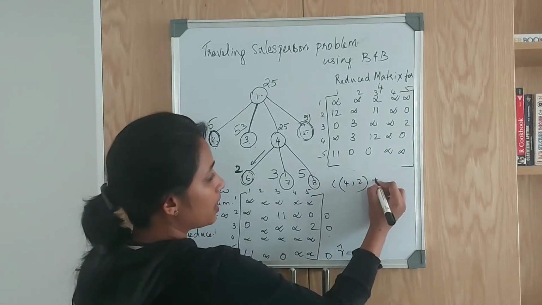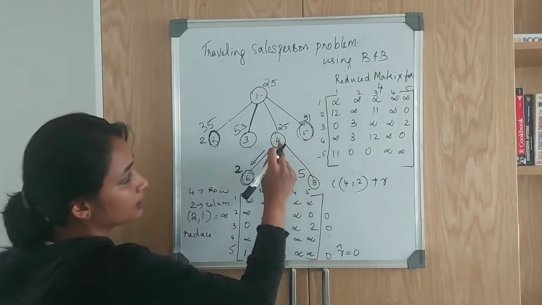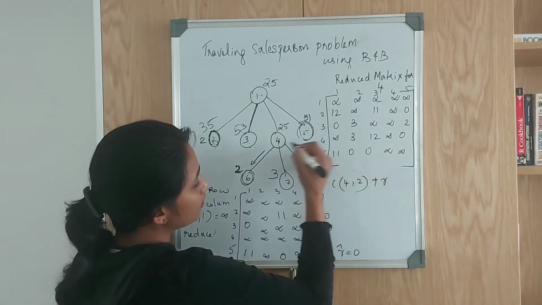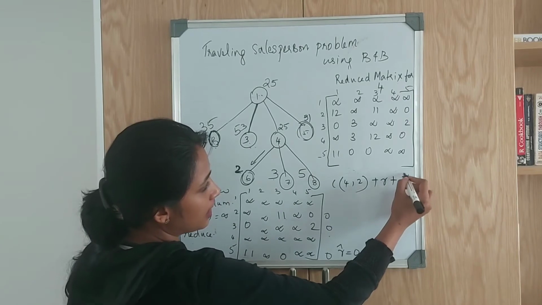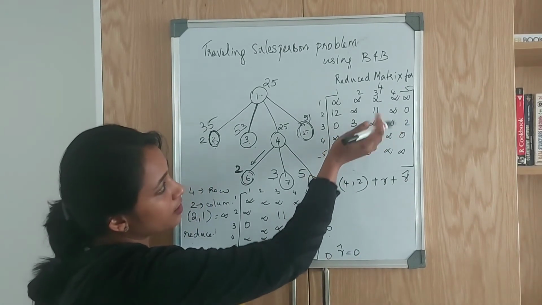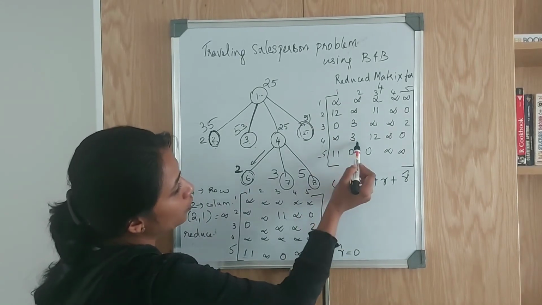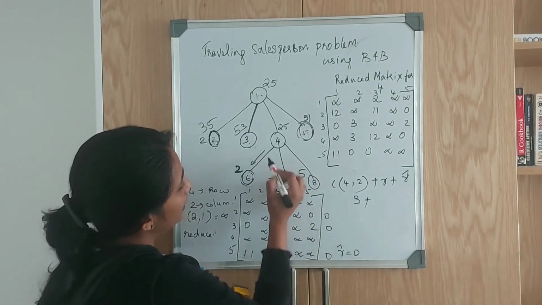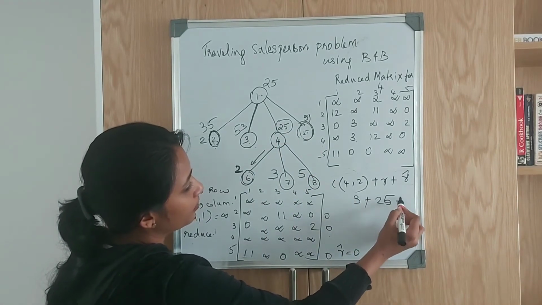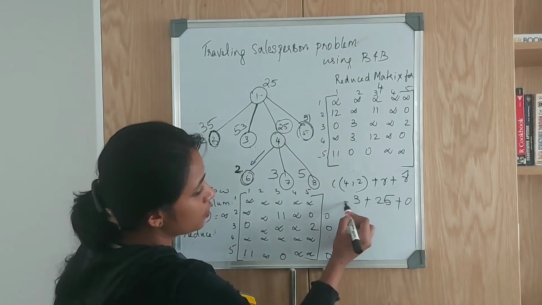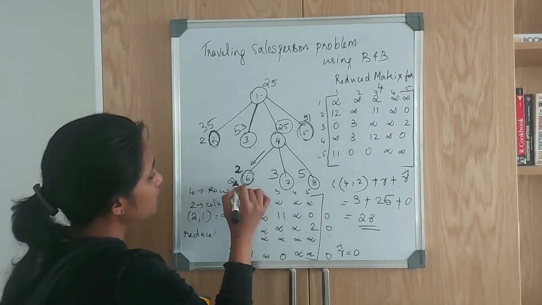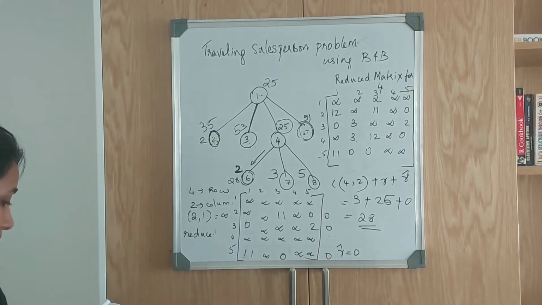So 4 to 2 plus the previous nodes, that is the 6 node's parent is 4, reduced cost, and now what is your reduced cost? So referring to the reduced matrix of 4 to 2, the value is 3. And here the cost of node 4 is 25. Plus, do you have reduction cost? No, it is 0. So total is 28. So cost for this node is 28.